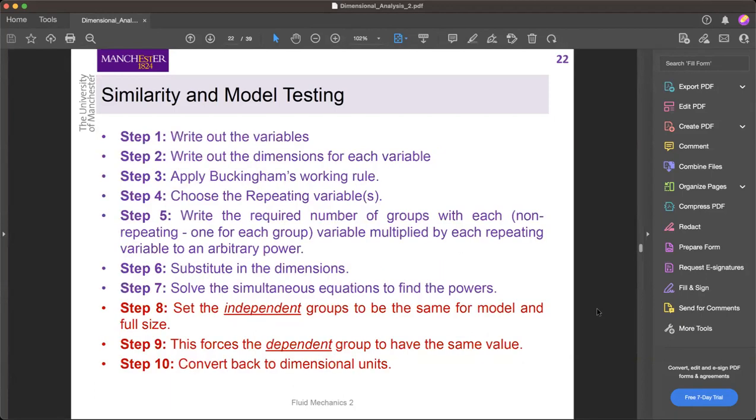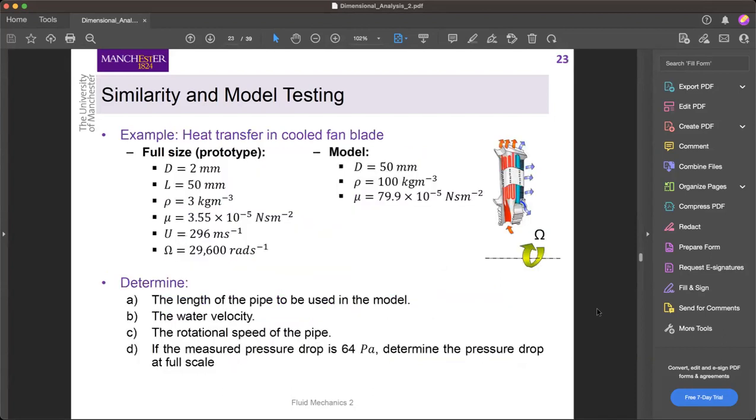The pi groups of the model should be equal to the pi groups of the prototype. So let's have a look at this example. It is a cooler fan blade. We have a prototype with some characteristics: diameter, length, velocity, and so on. We want to build in our room a scaled model, enforcing kinematic, dynamic, and geometric similarity.